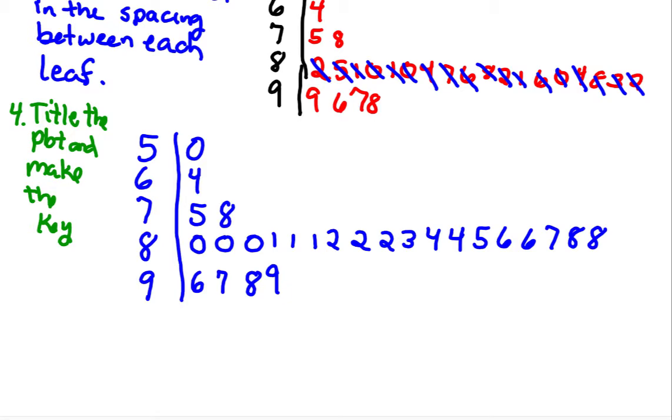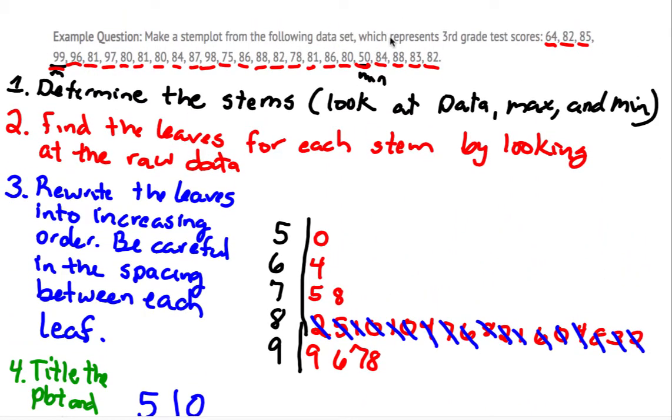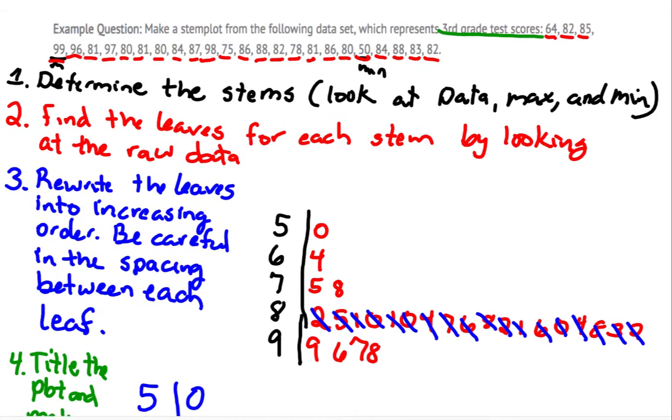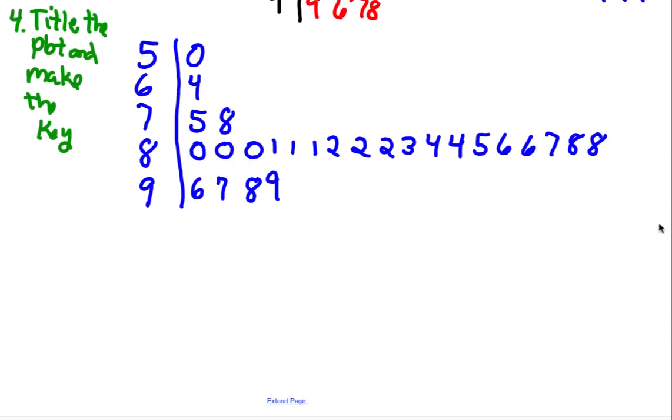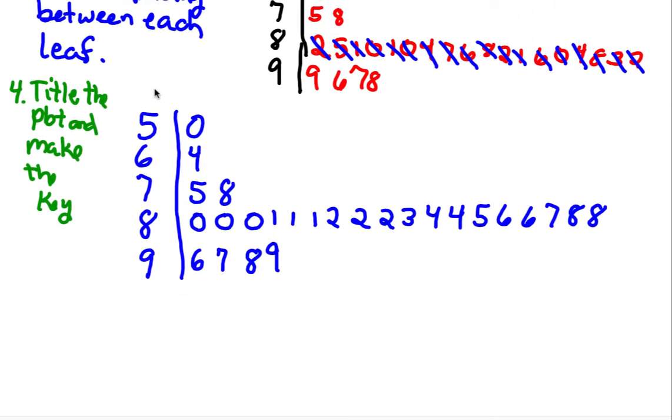I wish I would have left myself a little bit more room, but I think I can fit it in here. So let's look. This was measuring 3rd grade test scores. So I'm going to title this distribution 3rd grade test scores. See if I can fit it in here. I should have left myself more room. And then I need to make a key.